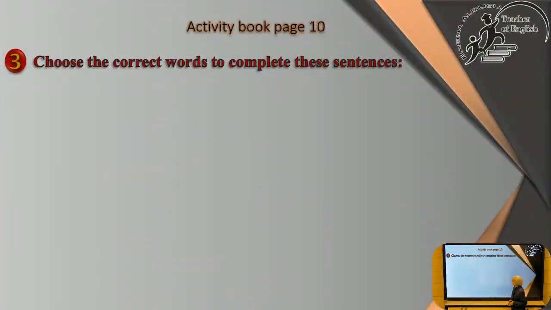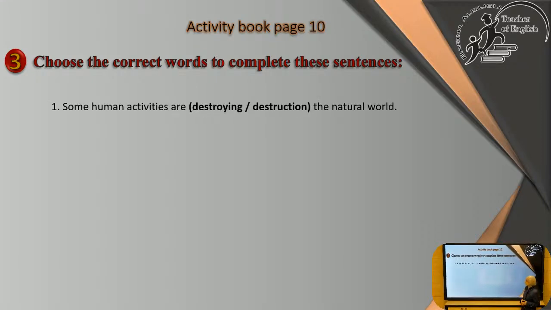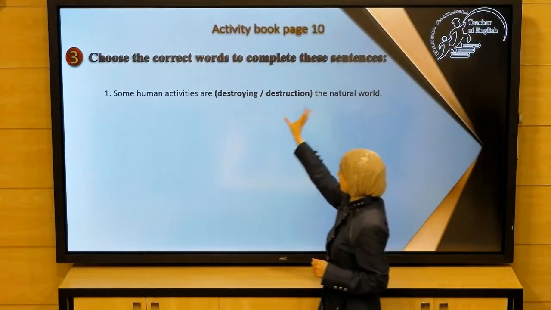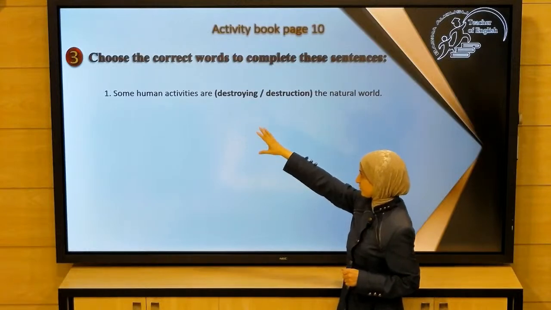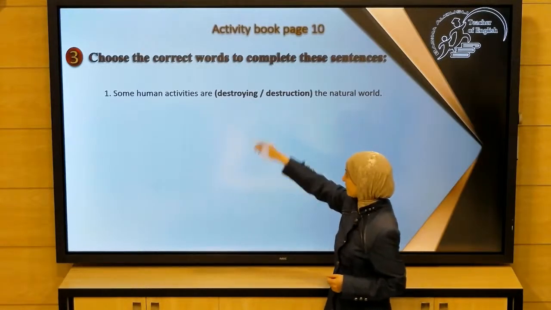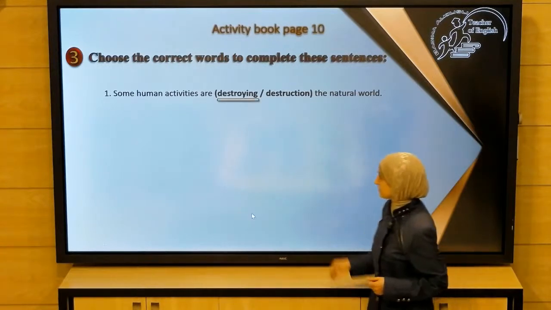Choose the correct words to complete these sentences. The first one. Some human activities are destroying or destruction the natural world. Okay, now let's see. We have the word destroying, which is a verb, and we have destruction, which is a noun. But here we want the verb. Some human activities are, and here we have the present continuous, so we have to use destroying.